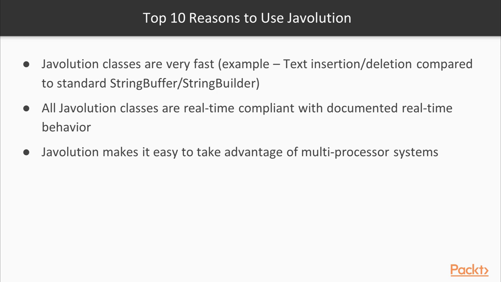Javolution classes are very fast, for example, text insertion or removal and changes of strings compared to the standard string buffer or string builder in the JDK. All Javolution classes are real-time compliant. They follow the Java real-time specifications with documented real-time behavior. And Javolution also makes it easy to take advantage of multi-core or multi-processor systems in modern computers.